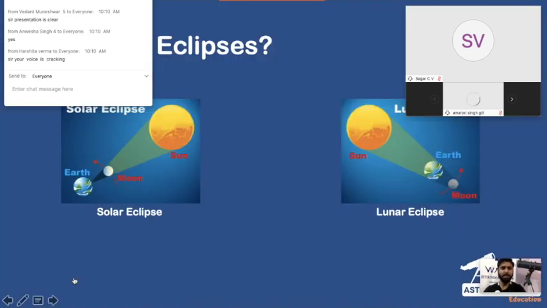So eclipses, you must all be knowing this, are generally of two types, a solar eclipse and a lunar eclipse. In a solar eclipse, the light coming from the sun, that is what gives light to us in the daytime and that is why our days are bright, right? That particular light coming from the sun is occulted by the moon. When I say occulted, it means the moon stops the light that is coming from the sun.